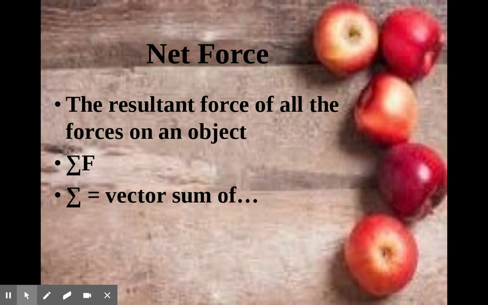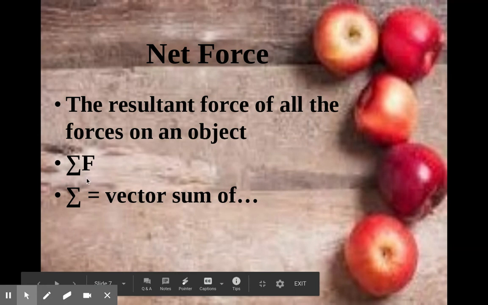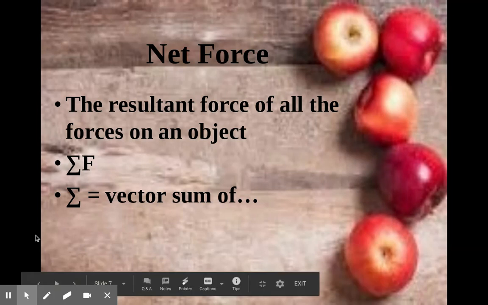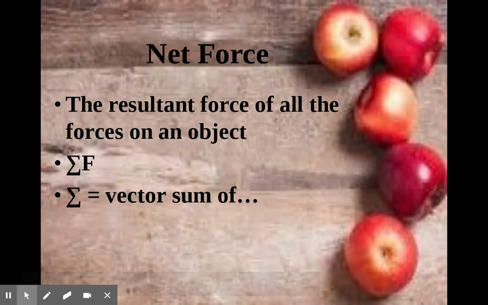So when we're looking at net force, we're going to have the summation of force. This is the sigma symbol, and it means the sum of all of our vectors. So the net force is going to be when we add up all the forces acting on an object, what is the resultant? So maybe we're pushing to the left with 10 newtons and to the right with 8 newtons. So the net force would be 2 newtons to the left.